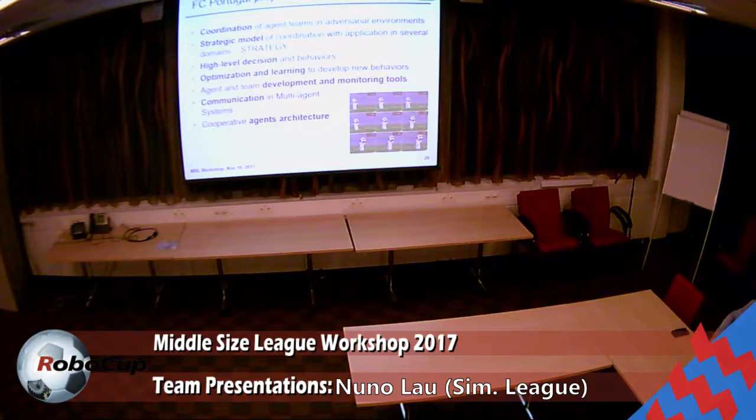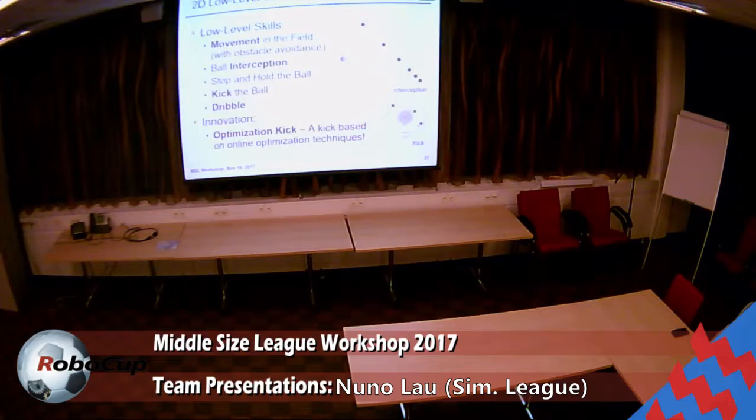The main point is the coordination of agent teams in adversarial environments. One of our points was to develop a strategic model. So how can you model the strategy that you will use for a soccer game? That is one of the things that we focused on in the beginning, and we think we achieved quite a good model. Then we have the level decision, optimization learning, development monitoring tools, communication, and the level architecture.